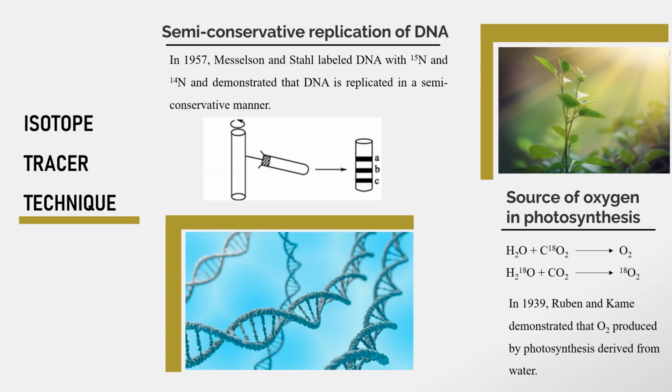Meanwhile, the second application involved the confirmation of oxygen sources in photosynthesis. In 1939, Rubin and Kamen labeled water and carbon dioxide separately with stable isotope oxygen-18. They then performed two sets of comparative experiments. One was provided with water and oxygen-18 labeled carbon dioxide, and the other was supplied with oxygen-18 labeled water and carbon dioxide. All other conditions remained the same.